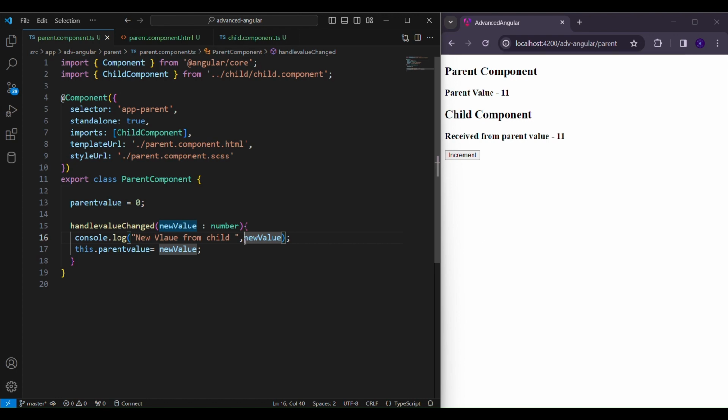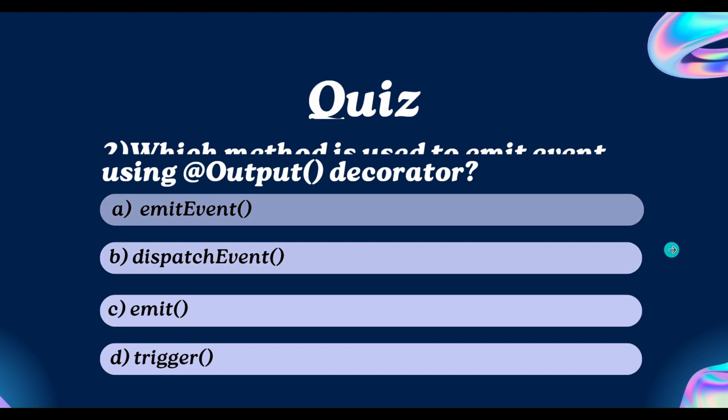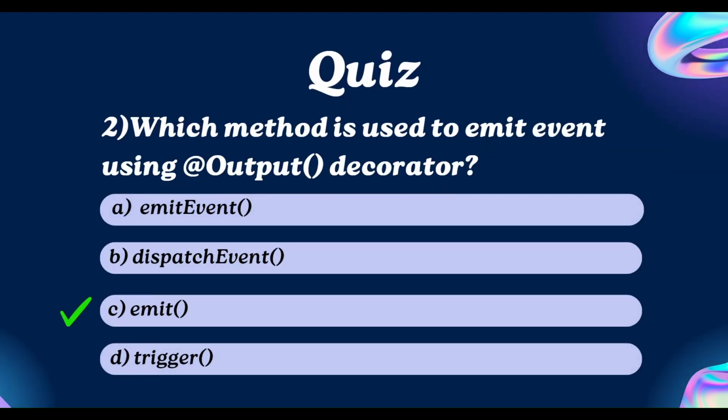So let's have the last quiz of this video now. Which method is used to emit an event using the output decorator? Pause the video and try to answer it by yourself, and give your answer in the comment section below. The correct answer is using emit. Using this emit event, we use the output decorator over here.